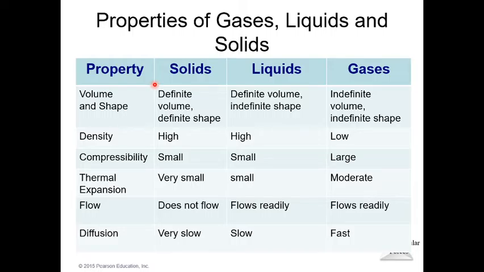All right, so let's go over some properties real quick of our 3 basic phases. First, volume and shape. Solids have definite volume, definite shape. My chair is not going to grow, and it's not going to turn into a table. My chair stays a chair, and it stays its size. Definite volume, definite shape. For liquids, I have definite volume, indefinite shape.